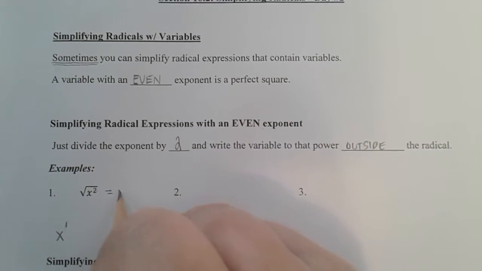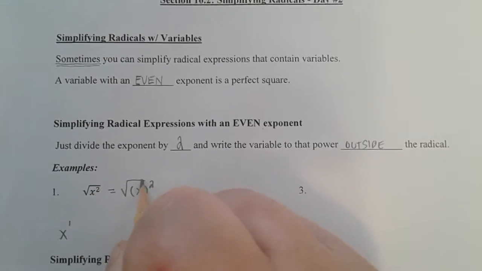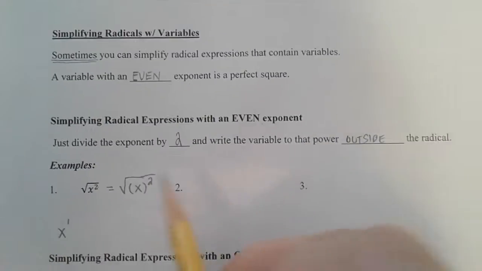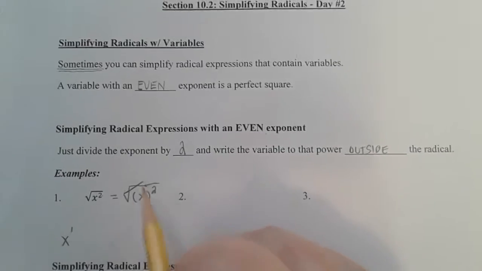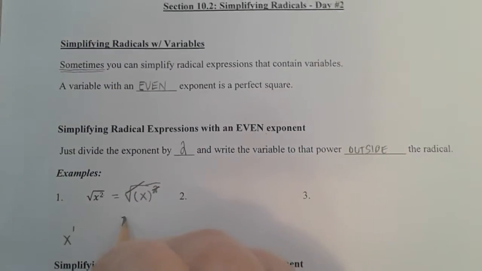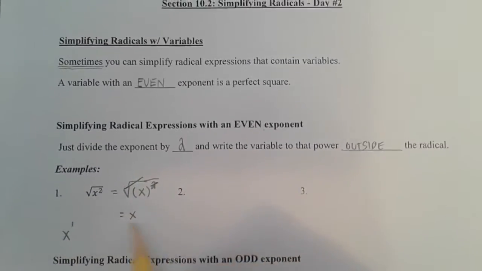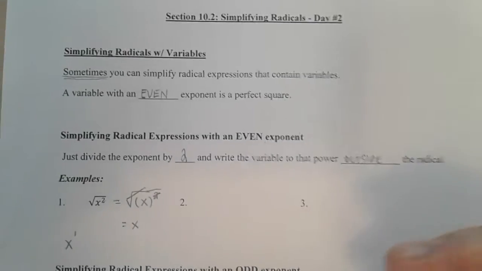Well, I could show you here. I'm going to rewrite this as x, in parentheses, to the second power. What we already learned last chapter is the square root and the exponent of 2 cancel each other out, so we're left with x. Okay, that's the longer way to do it. The shortcut, just divide by 2.